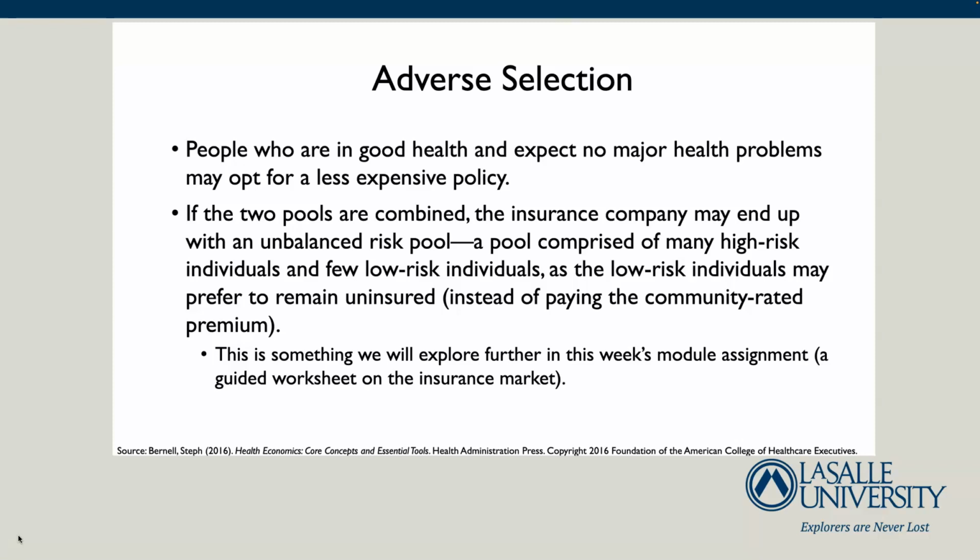People who are in good health and expect no major health problems may opt for a less expensive policy or may opt to remain uninsured altogether. And if these two risk pools are combined, the insurance company may end up with an unbalanced risk pool. That is a pool comprised of many high-risk individuals and few low-risk individuals, as those low-risk individuals may prefer to remain uninsured instead of paying the community-rated premium.